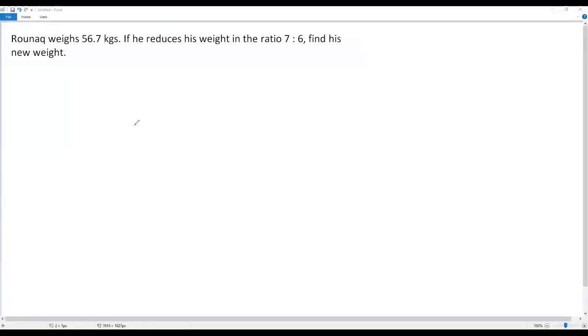Here we have a problem on ratio. Okay, let's go with the question. Rounaq weighs 56.7 kilograms. If he reduces his weight in the ratio 7 to 6, find his new weight.